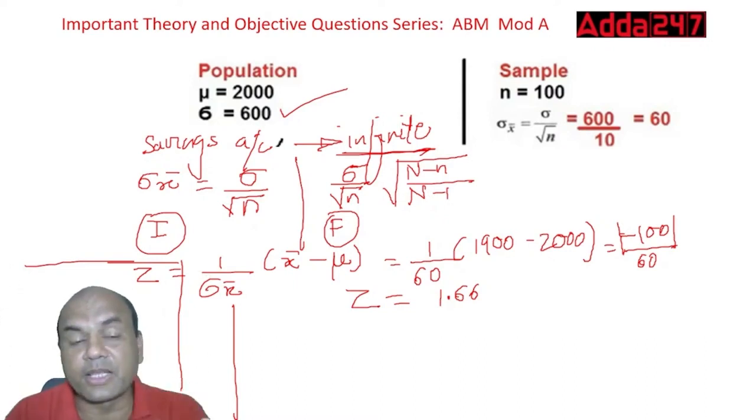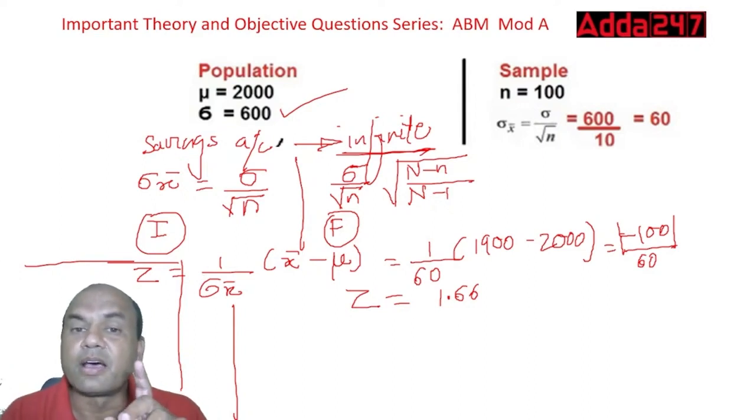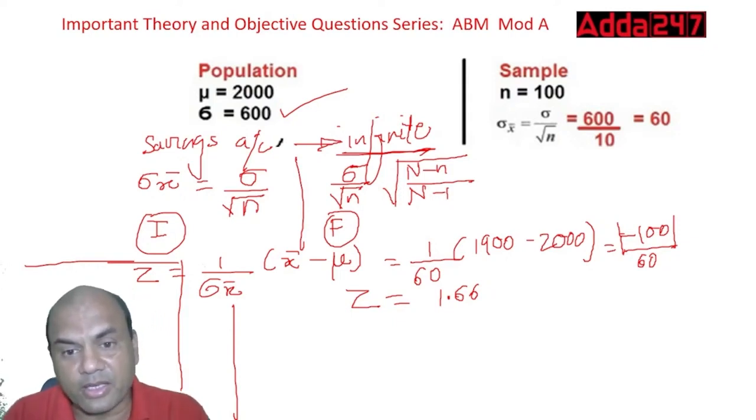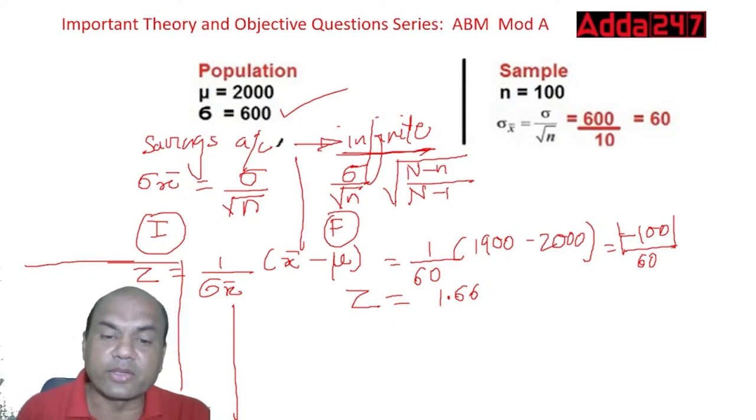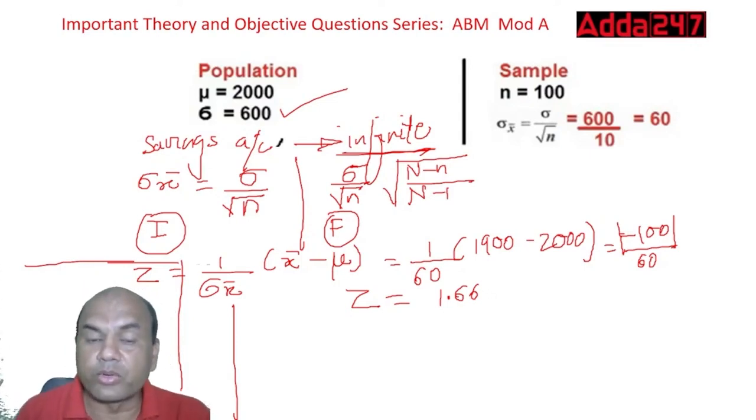Everyone, see, I'll explain this numerical 2 times, because many of the students are asking me to repeat it. I'm seeing it in the comment section. I'll explain it, don't worry. I'll explain it again. Okay. So Z equals 1.66. Now what do you do now?